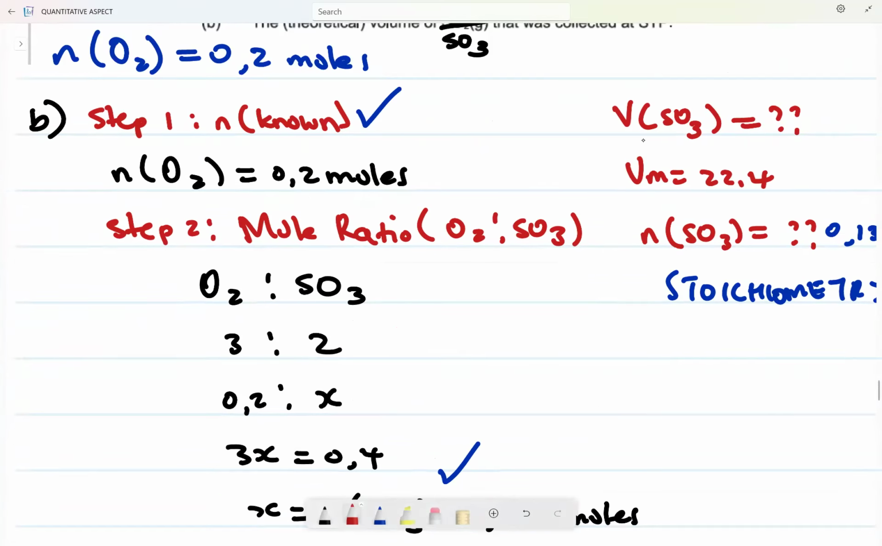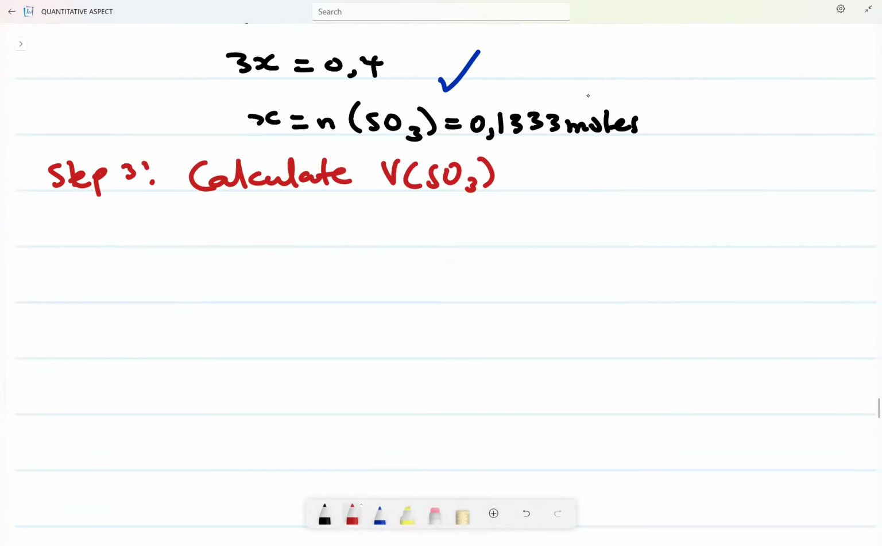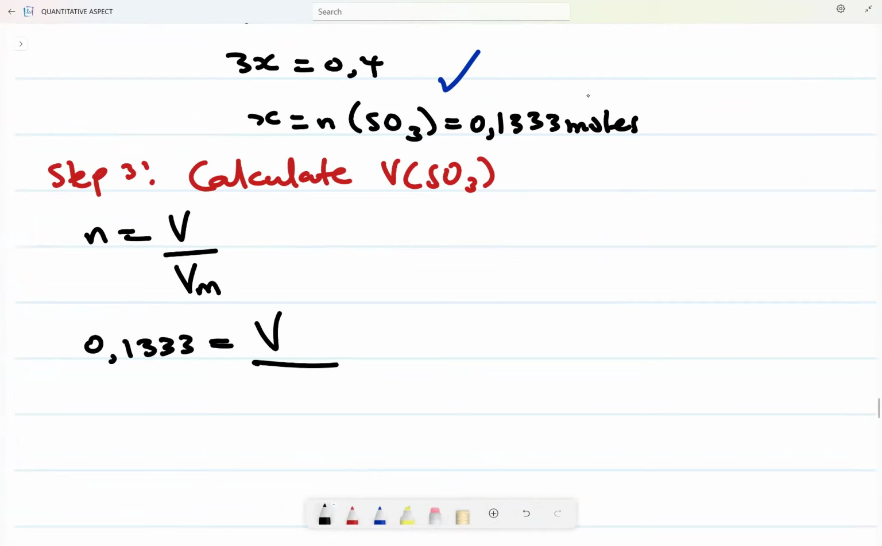Which formula? I look at my data here. I have V, molar volume, and this one, N. Then I choose my formula that says N is equal to V divided by molar volume. What is N? N is 0.1333. What is my volume? It is what I'm looking for. Remember, calculate the volume of SO3. My molar volume at STP is 22.4.